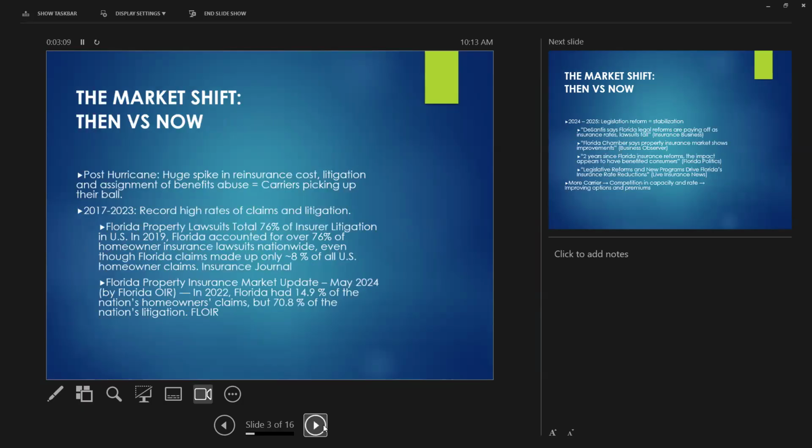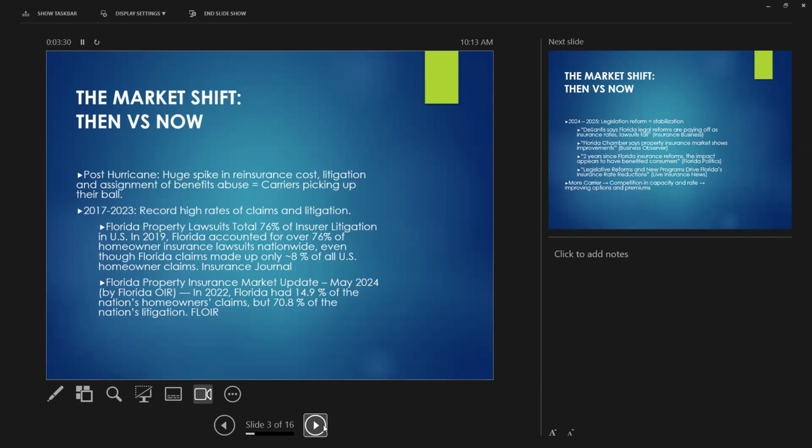So really, the market shifting, the then versus now. I used that Irma to Ian example of what we are really running into. You guys have all seen it or heard it at one point, but from the insurance perspective, it was really the litigation abuse. It was the door knockers.